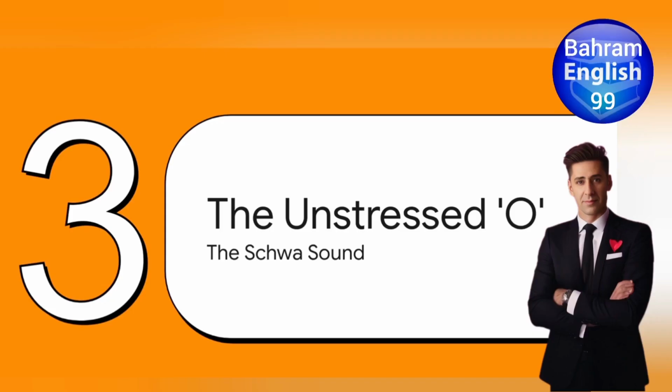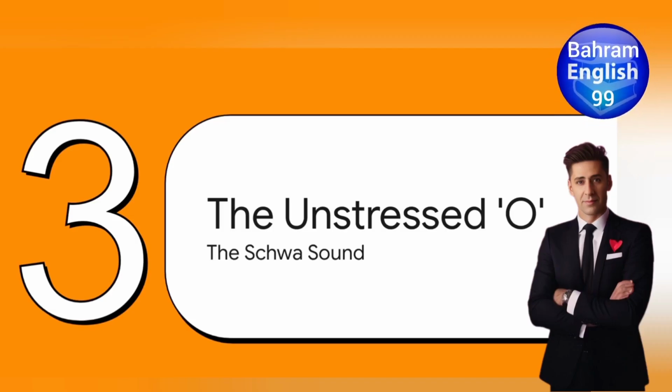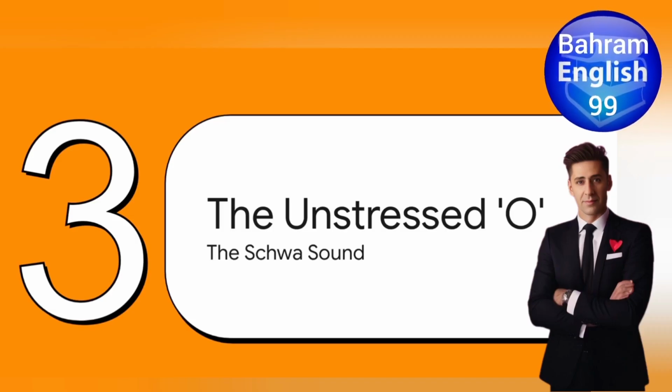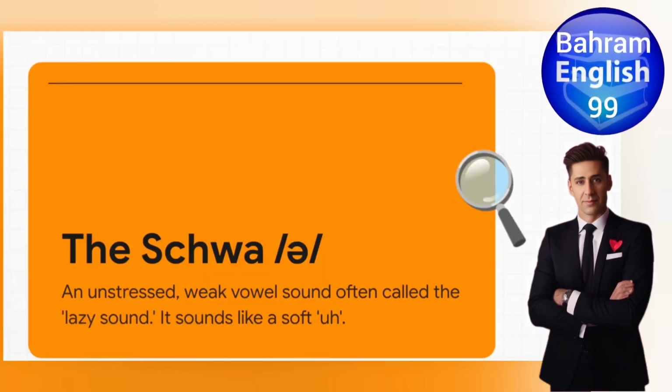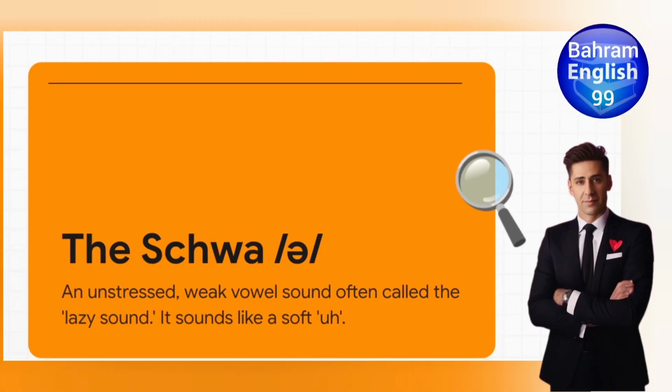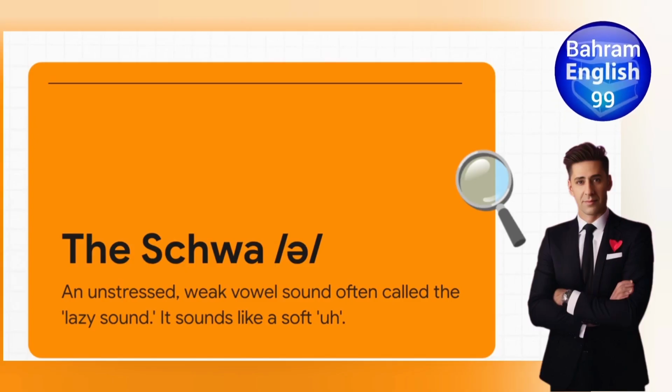But now it's time for our secret weapon in cracking this whole code. This is a concept that explains a huge number of cases, the unstressed O. You're hearing us from Barham English Channel, and this tip is a game changer. Let me introduce you to the schwa. Its symbol looks like an upside-down E, and it is the ultimate lazy sound.